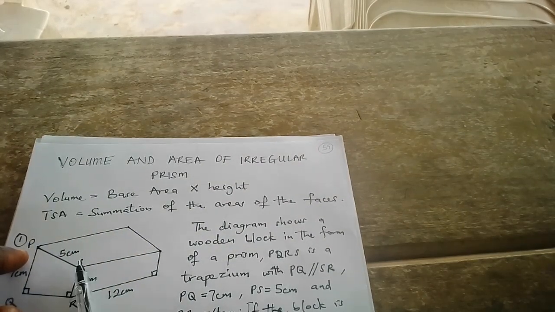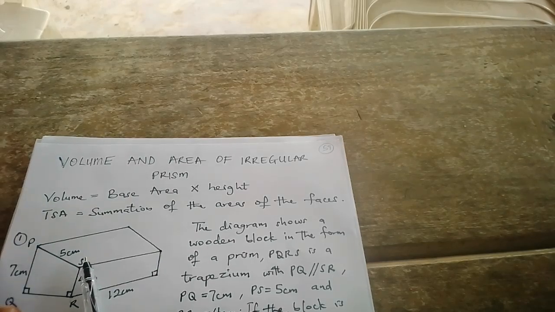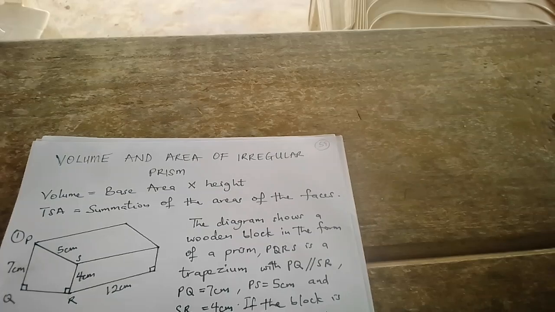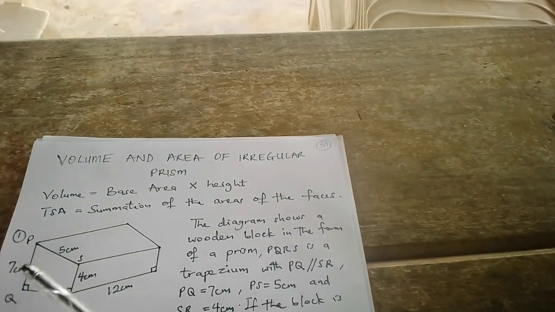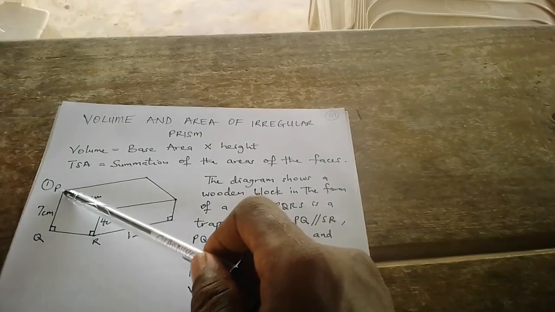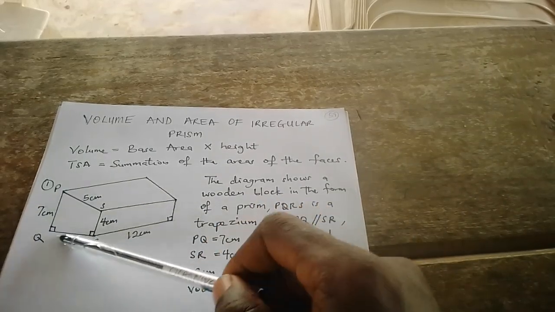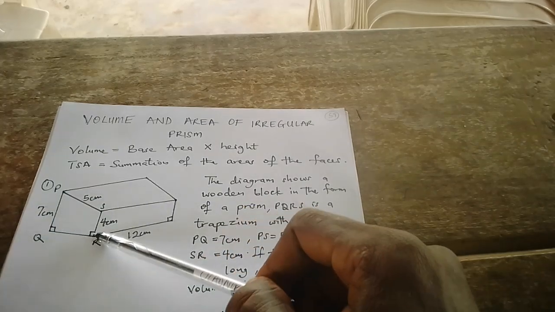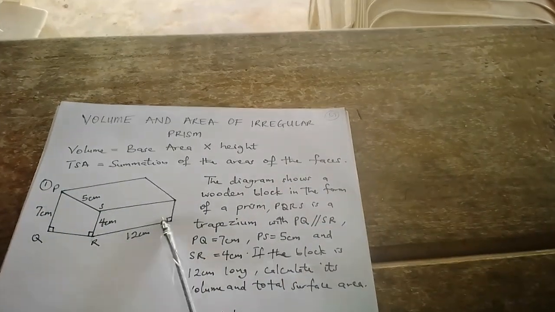You find the area of each face of the prism, and you add them together. Now let's consider some examples. If you look at this shape, this face here is a trapezium. So I will take this face to be the base, and this is the height.